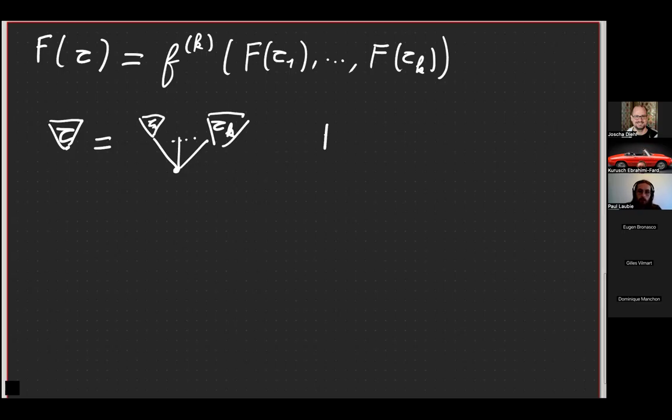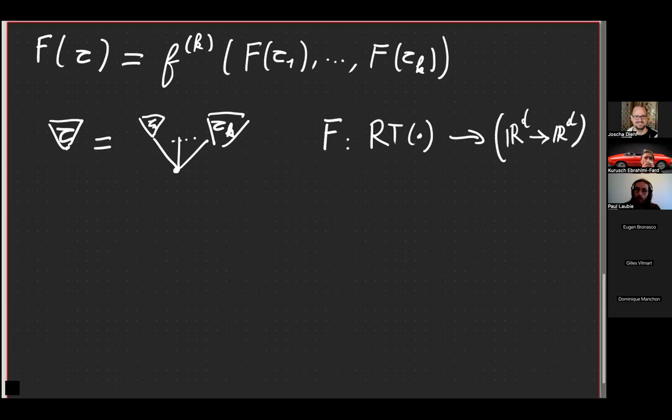And so F goes from rooted trees. So we put a dot here. You'll understand why later. F was a vector field, or here I have just a function from R^d to R^d.